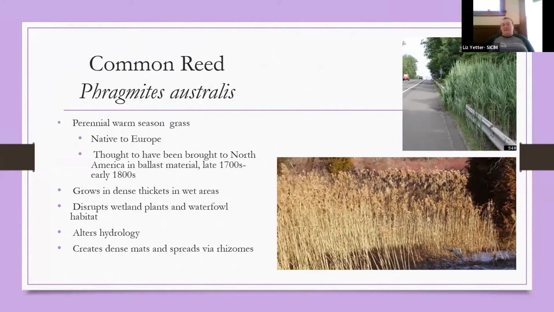It creates these thick, dense mats. As you can see here along the roadside, this one's in a lower lying area. And it can really take over an area. It's going to alter the hydrology of an area and make a lot of areas harder to get into.